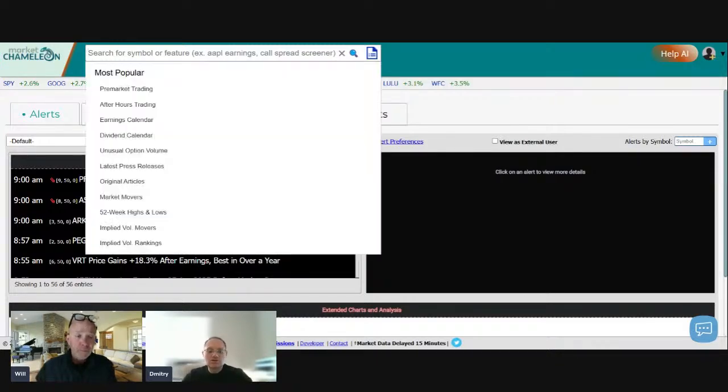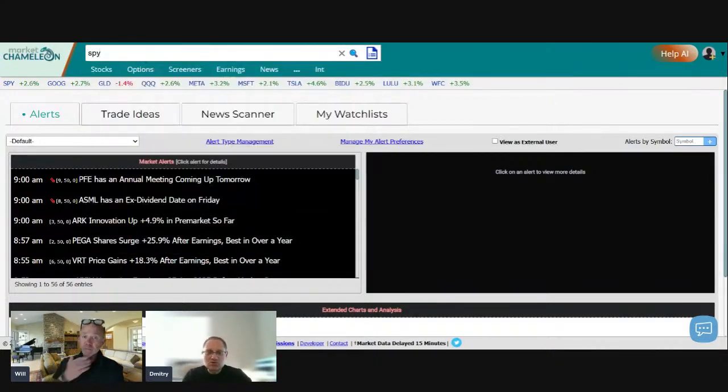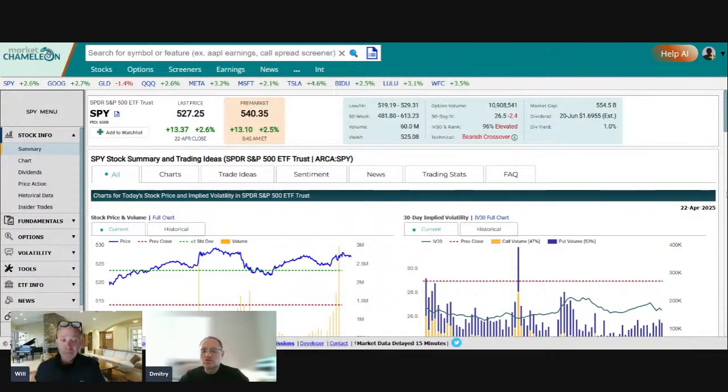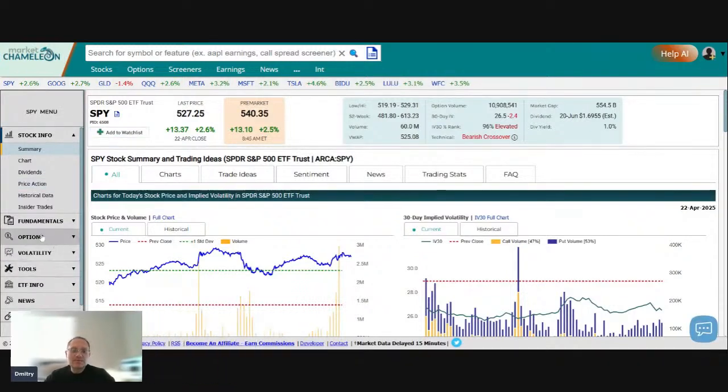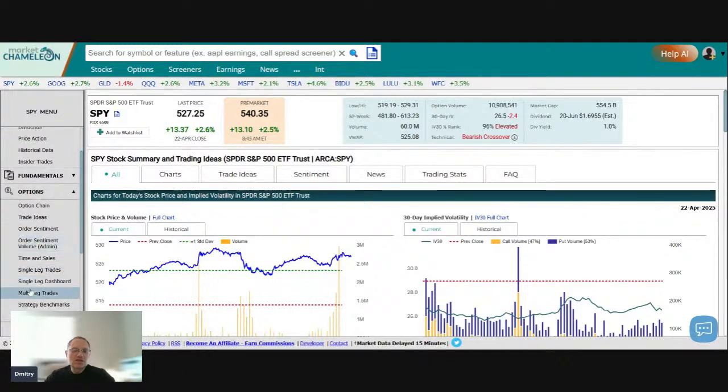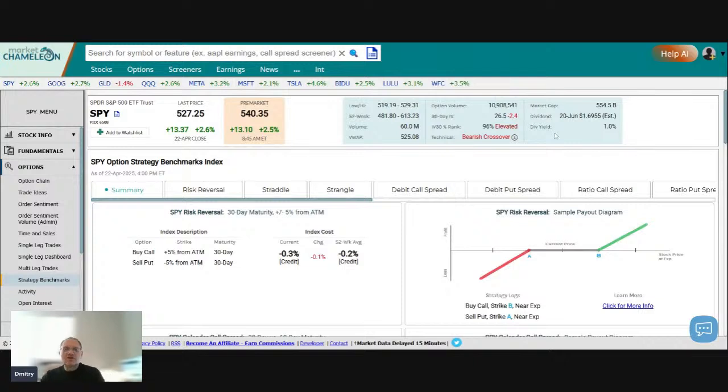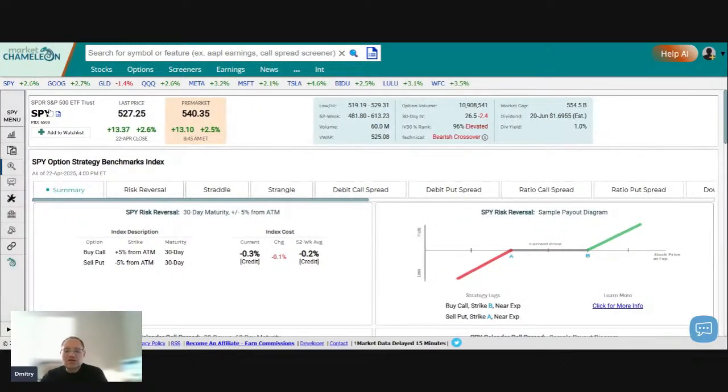I'm going to type in SPY up top in a search box. We get to SPY's main page, and on the left-hand side, there's a menu. Click on options, and then go to strategy benchmarks. I'm going to close this menu to expand our screen. And up top, we have these different tabs.